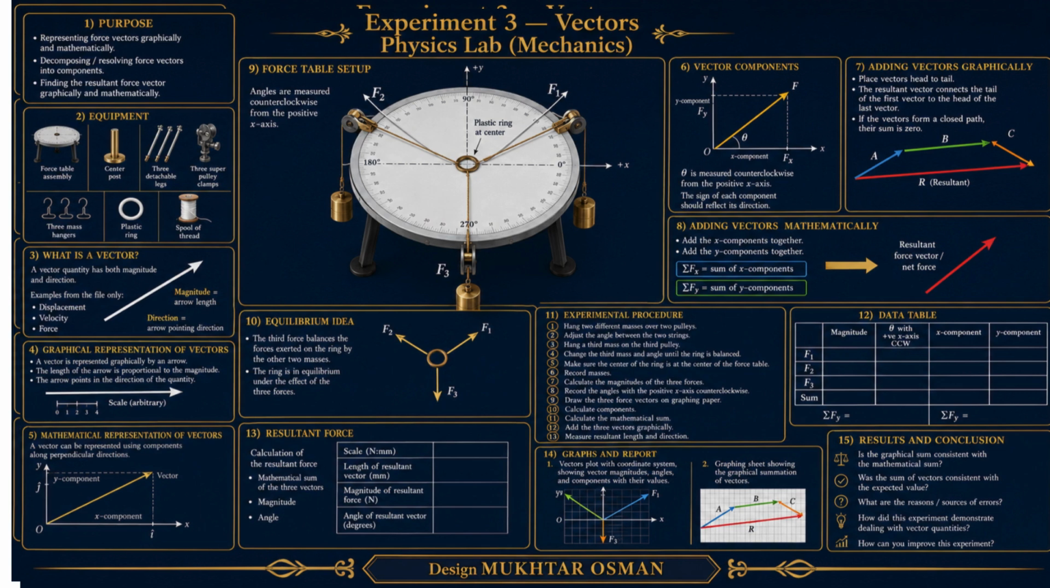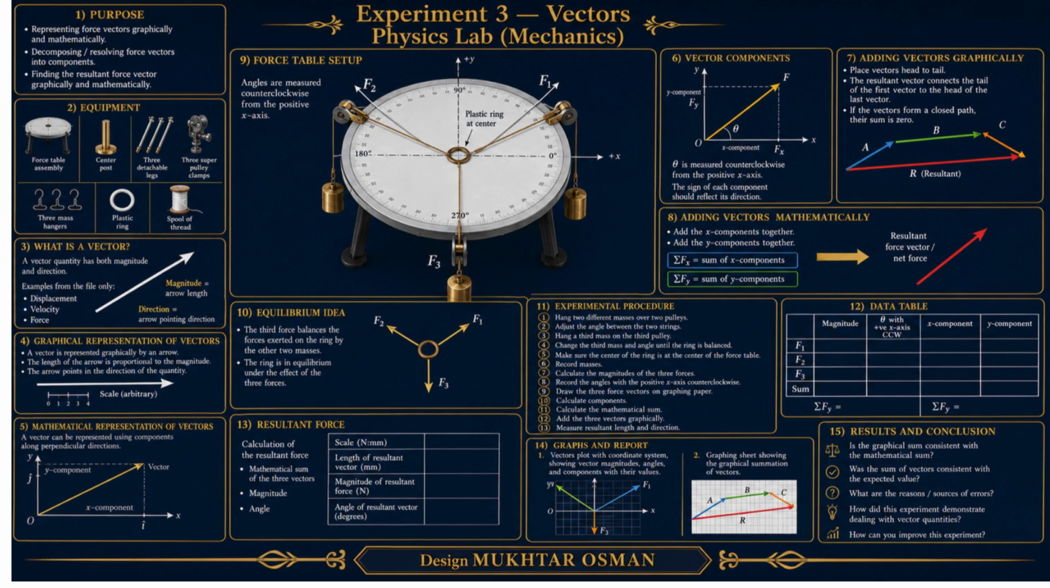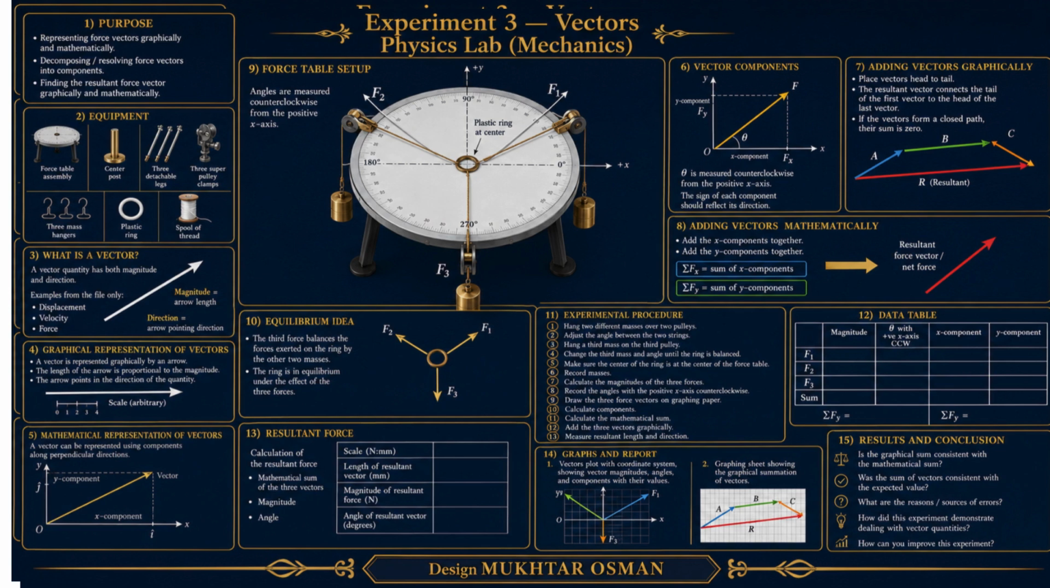The resultant force is calculated from the mathematical sum of the 3 vectors by finding its magnitude and angle, while the graphical method uses a scale to convert the length of the resultant vector into force. The report should include a vector plot with coordinate axes showing magnitudes, angles, and components, as well as a graphing sheet showing the graphical summation of vectors.